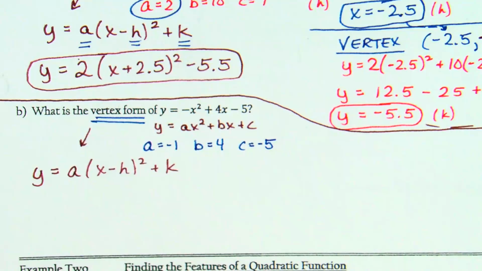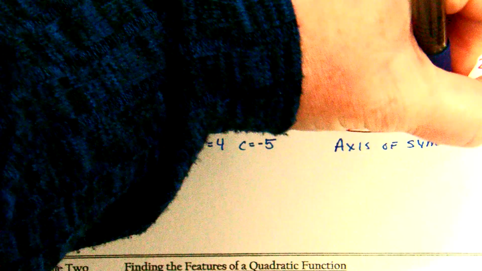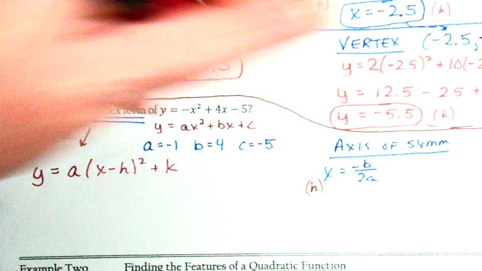Okay, axis of symmetry. What's my formula? Negative b over 2 times a. Okay. x equals negative b over 2a. Or if you prefer, instead of saying x, you can say h. So negative b, negative 4 over 2 times a, which is negative 1.